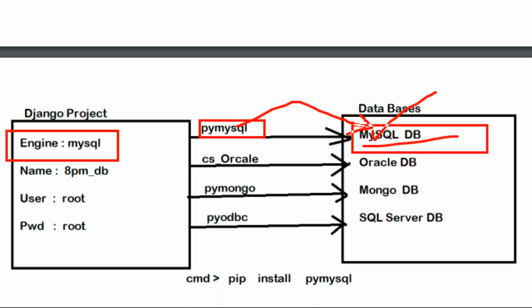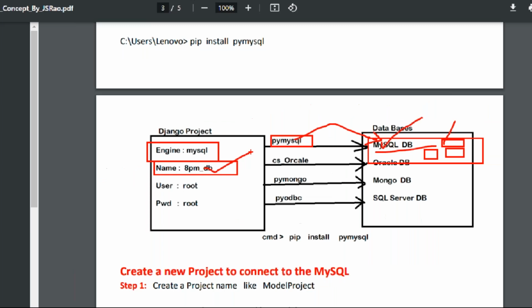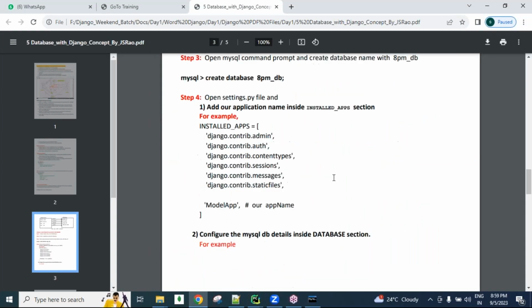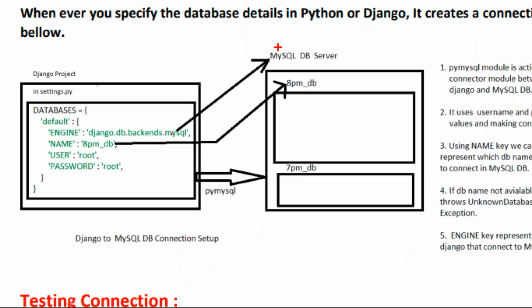And next, in this database server there may be multiple databases. Which database we want to connect, that is represented using the name, guys, like 8pm DB. So all these things you people know, guys. Next, see here. Because of this engine we are communicating to the MySQL server. In my machine MySQL is there, Oracle is there, MongoDB is there. Out of all, which one do I want to connect to? MySQL, that is the understanding. And in this MySQL, DB1, DB2, DB3, several databases are there. Which one I want to connect, that is represented using the name.